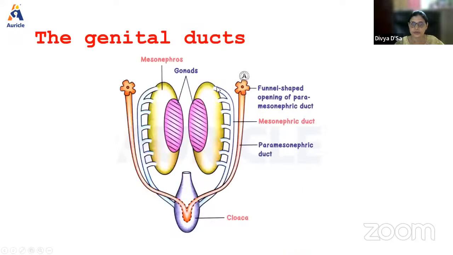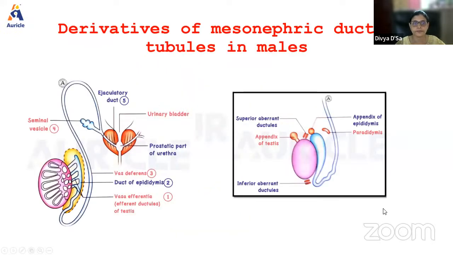So these two ducts I told you. So this is the mesonephric duct. These are the mesonephric tubules, which will open into the cloaca. This is the paramesonephric duct. Okay, this one. So derivatives of mesonephric duct in males, you can see that is the vas, that is the efferent ductules of the testis. The efferent ductules itself form the head of the epididymis, right? Then we have the duct of the epididymis, the vas. Then we have the seminal vesicles, the ejaculatory duct. Okay, so these are the structures which are derived from the mesonephric duct.